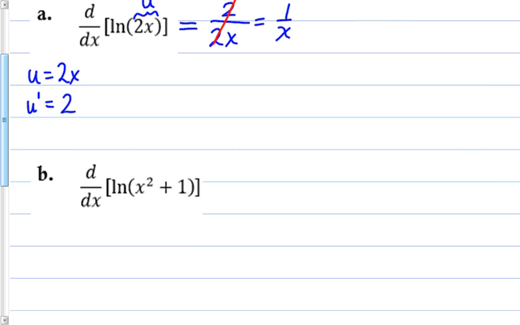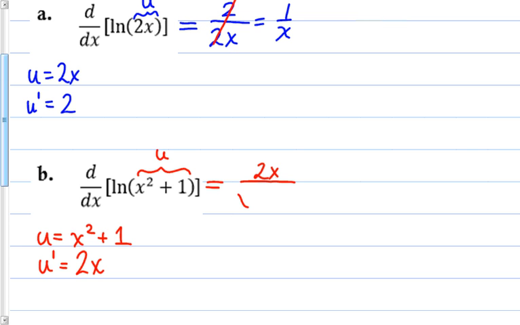Okay, b. All right, so I'm deriving the natural log of the quantity x squared plus 1. So once again, the stuff in the parentheses is my u. You can even write it if you need to help you. x squared plus 1 is my u. So my u prime is going to be the derivative of that, which is just 2x. So my derivative is going to be u prime, which is 2x, over u, which is x squared plus 1. And that is my derivative.